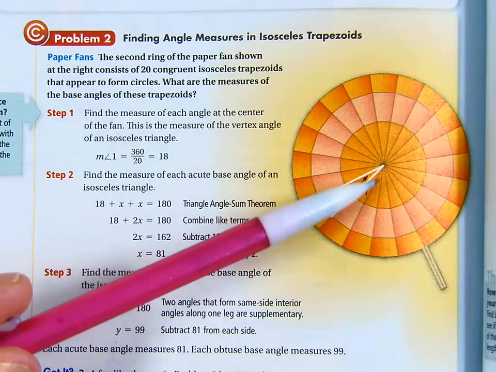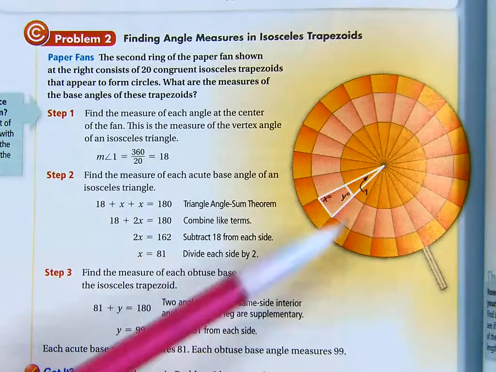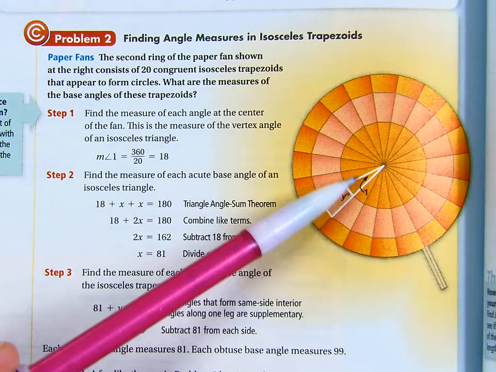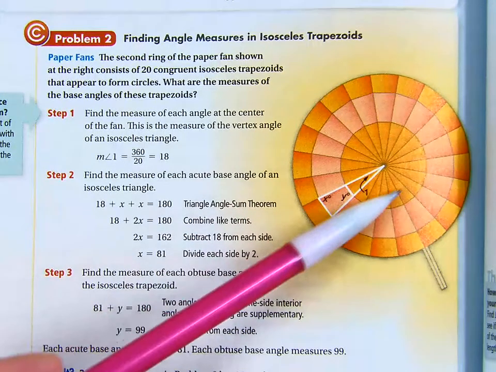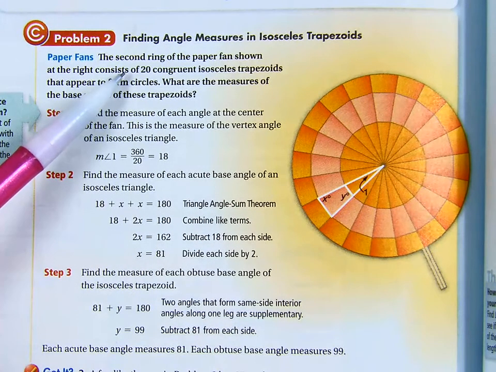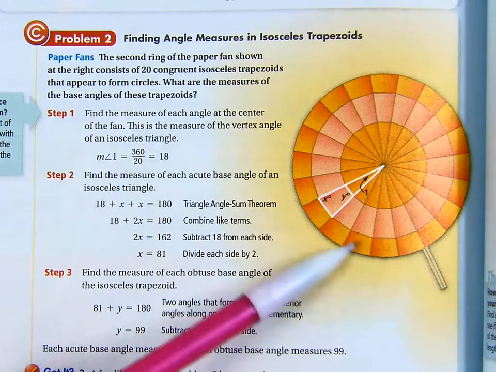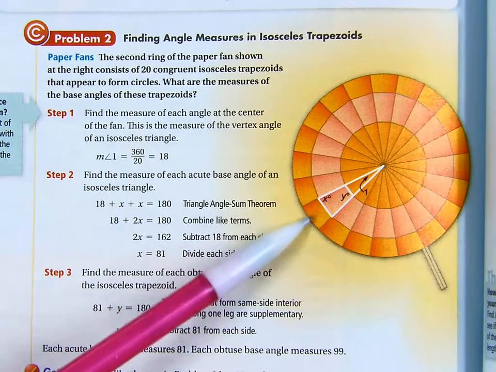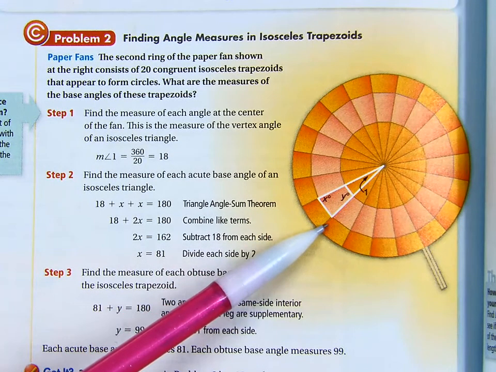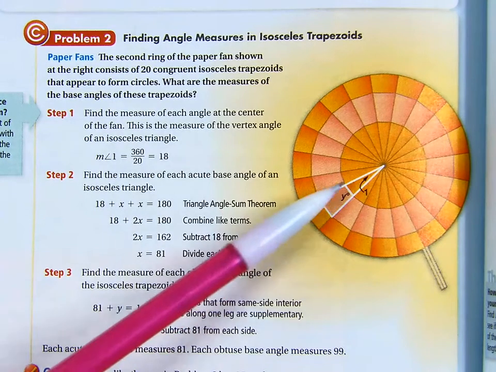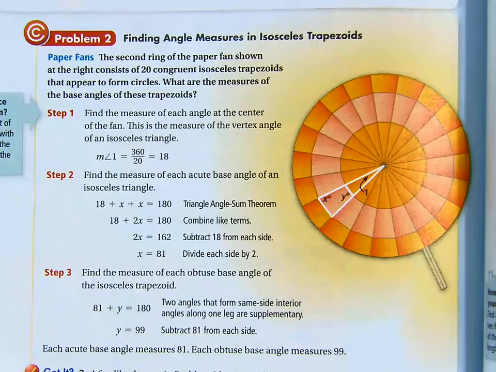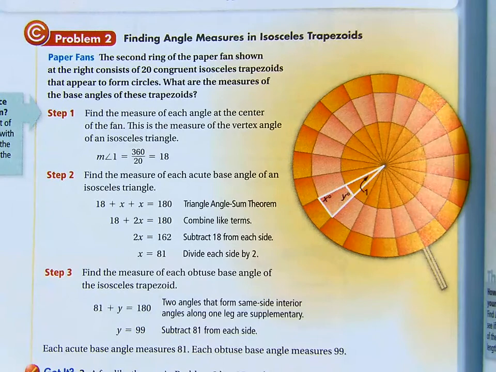First, you had to find in this isosceles triangle what the vertex angle was by dividing by 20, because there were 20 of those. Remember, it said there's 20 congruent isosceles trapezoids, so that's 20 congruent isosceles triangles. That's how we were able to find x and its base angle, which would be the base angles of the isosceles triangle, and then we could find the other base angles by subtracting one of those from 180. So they were 99 apiece.